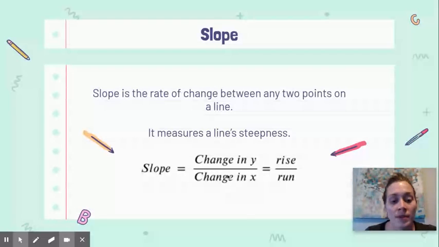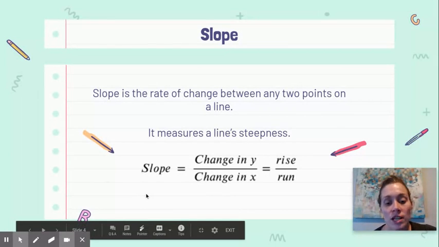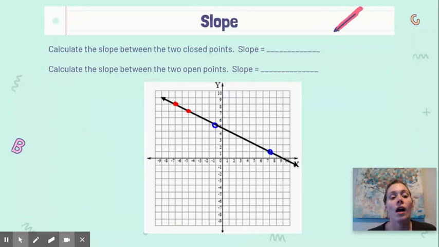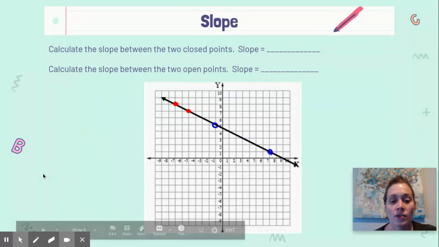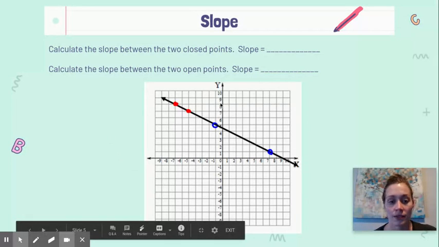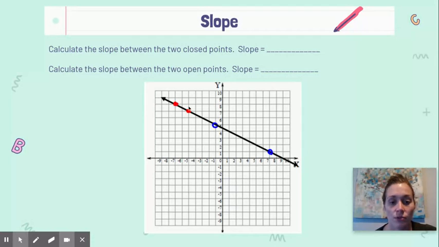So here on the screen, you see it says slope equals change in y over change in x, or rise over run. We're going to look at how we use that to calculate the slope of a line. So you'll see this same graph on your notes that I have here on the screen. And on your notes, you'll see we've got these 2 closed points here. They're red on my screen. And the 2 open circles, they're blue here on my screen.